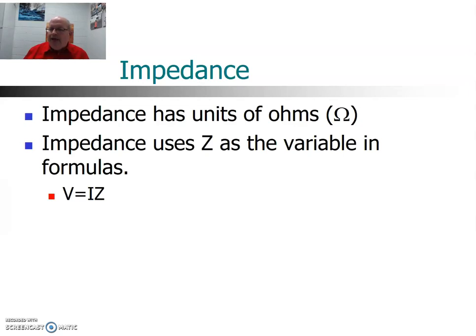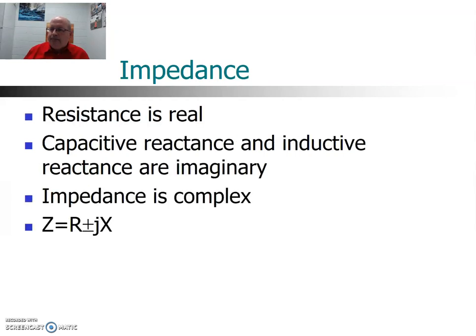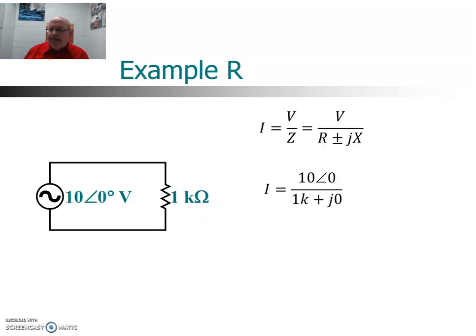V is equal to IZ. Remember, resistance is real. Capacitive reactance and inductive reactance are both imaginary. As a result, when we combine those, we have a real number and an imaginary number. That gives us a complex number. That means impedance is complex. So Z is equal to R plus or minus JX.